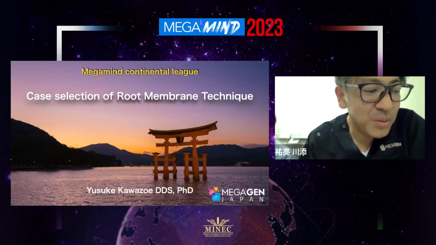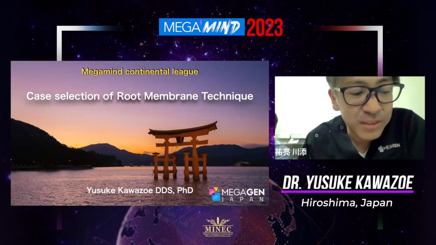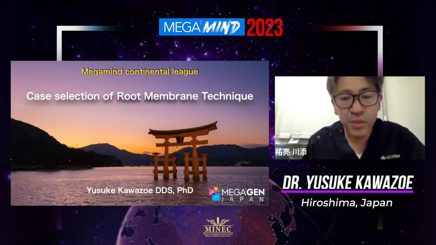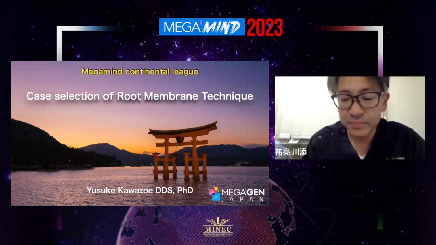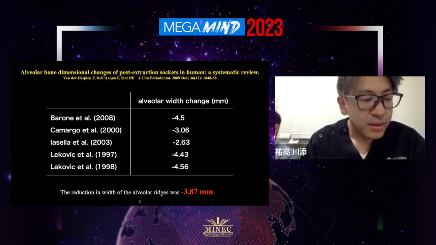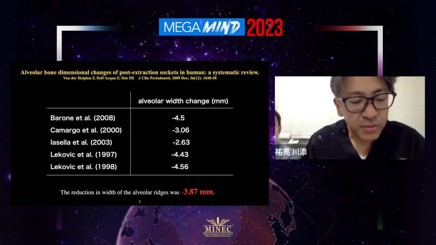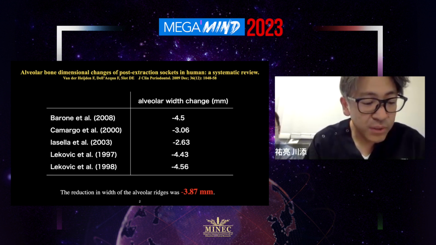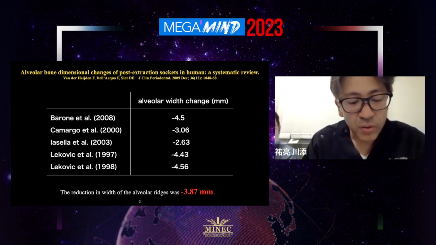I'd like to introduce some evidence and clinical cases to show you when the root membrane technique is necessary. This paper is a systematic review of alveolar bone resorption after tooth extraction. The paper reports that the amount of horizontal resorption in the alveolar bone after tooth extraction was 3.87 millimeters.